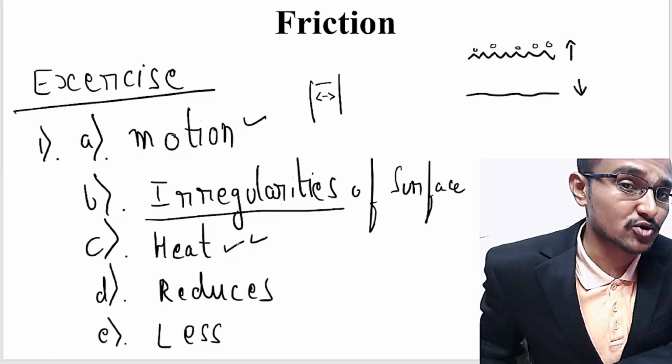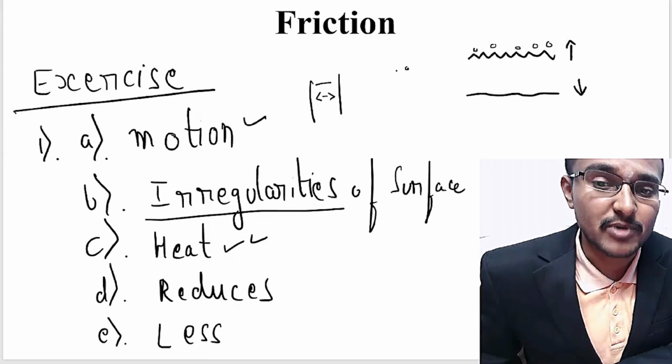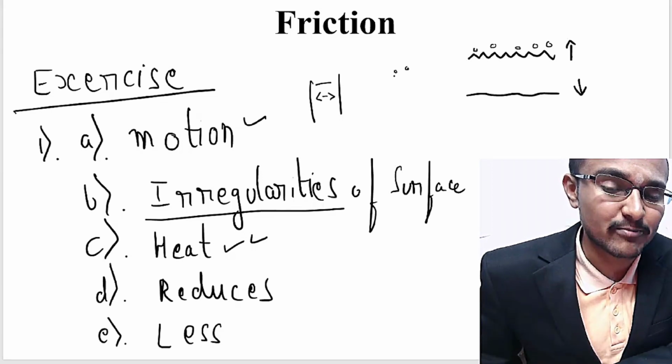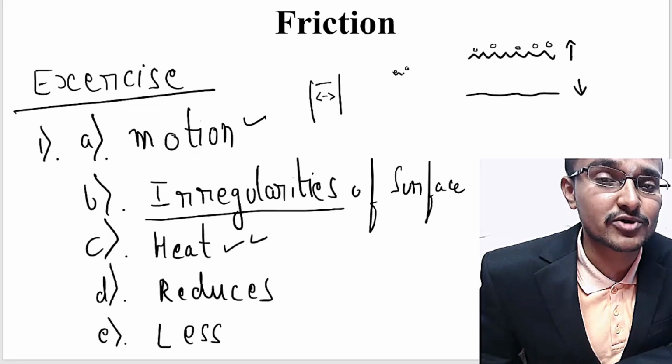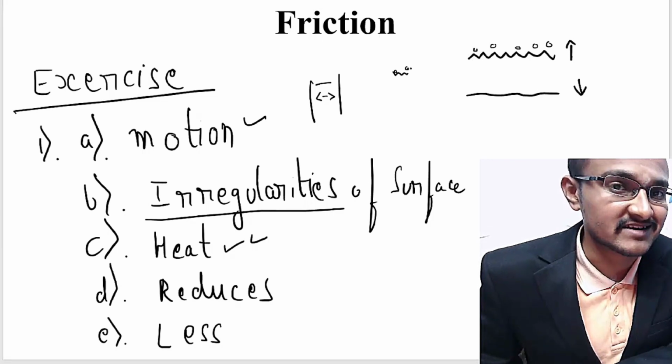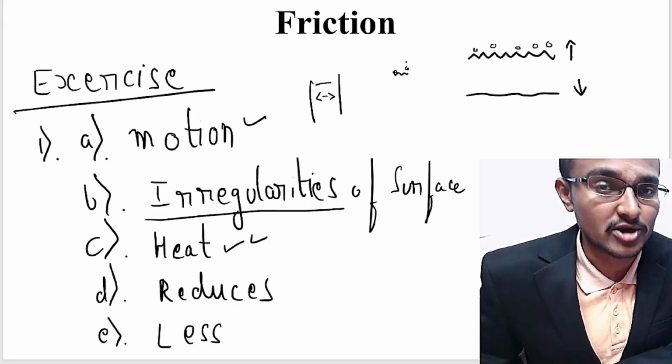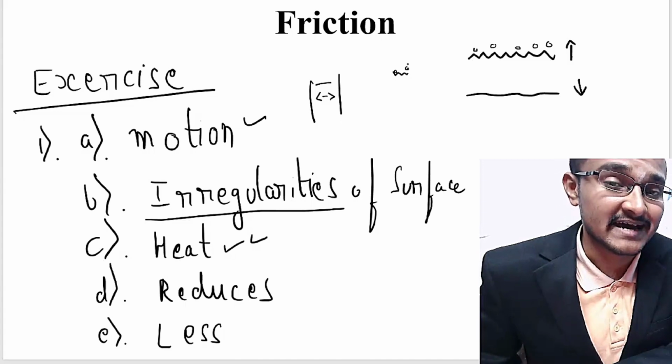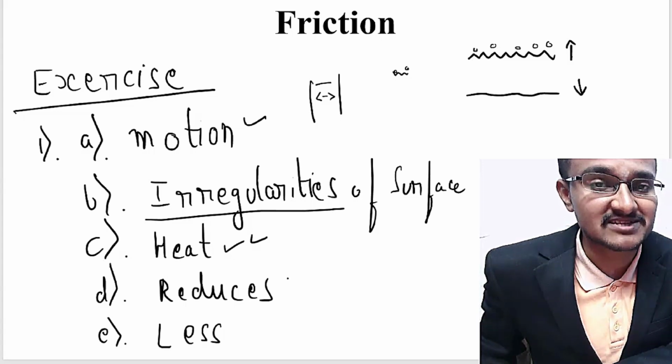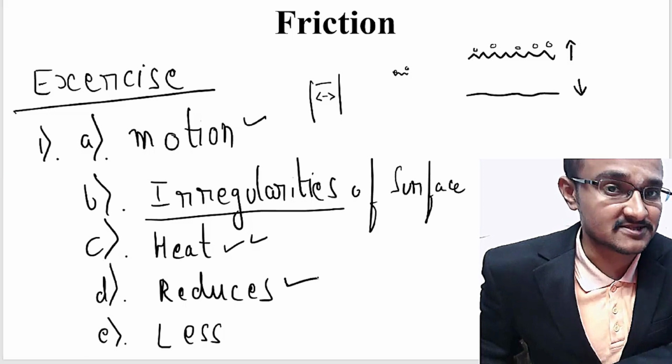Sprinkling powder on carom board reduces friction. The powder molecules will go and deposit in the irregularities of the board, making the board more and more smooth. Hence when the board becomes more and more smooth, friction reduces and you can easily hit the pawn present on that particular board. Hence the answer for the fourth question in this fill in the blanks is reduces.